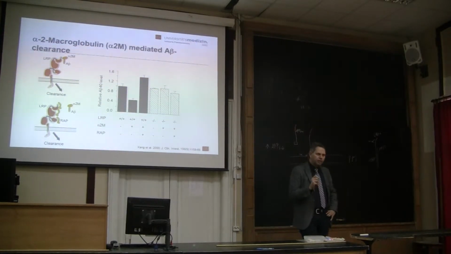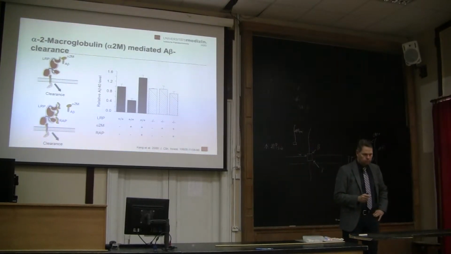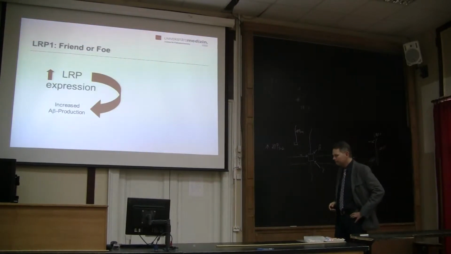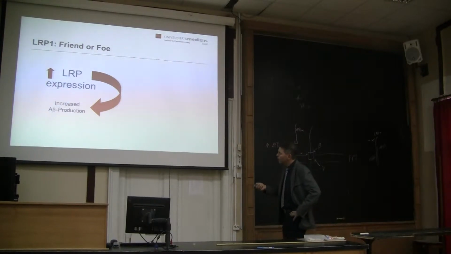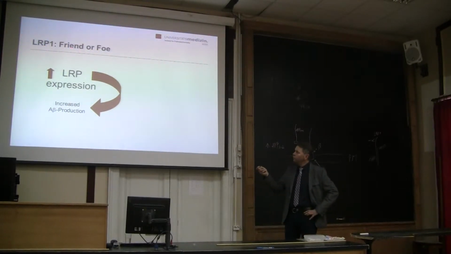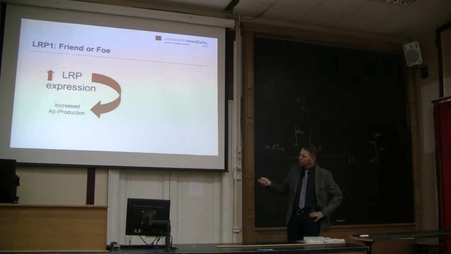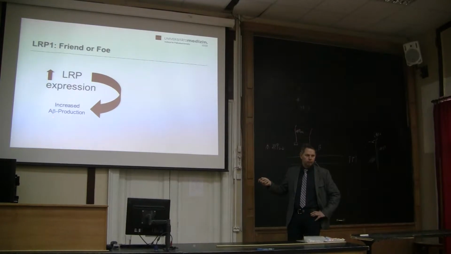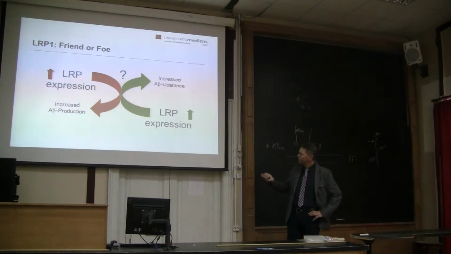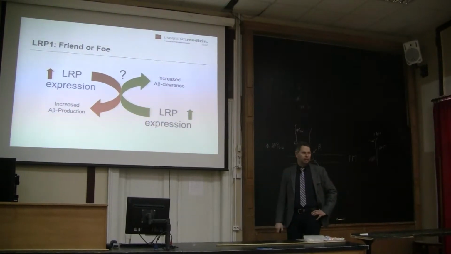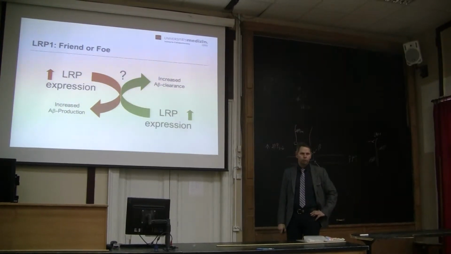Okay. So this now would tell us LRP is good, right? Because LRP takes up A-beta peptides. So we have the conundrum here: is LRP friend or foe? We have a high LRP expression with an increased A-beta production. But on the other side, if we have a high LRP expression, we have increased A-beta clearance. So which one is the better one? What would you think?